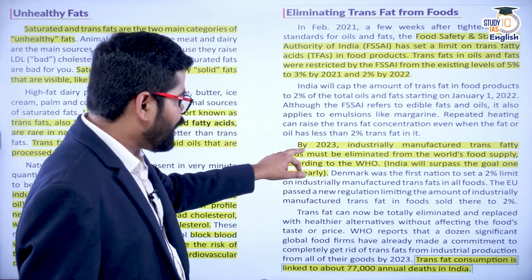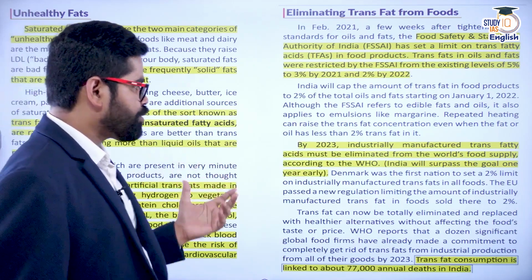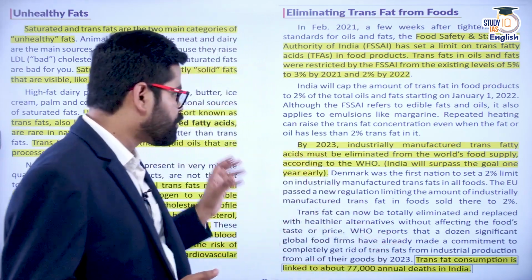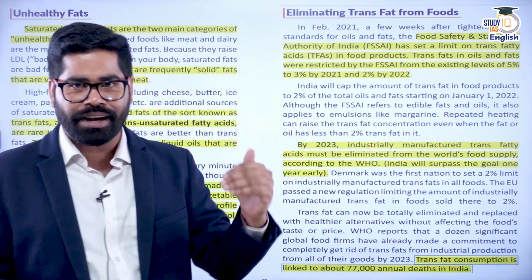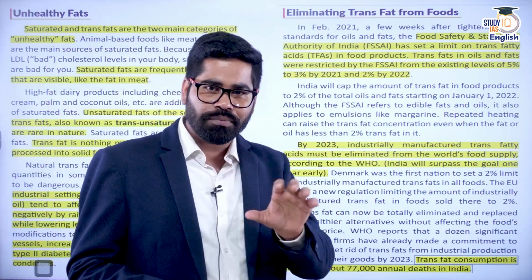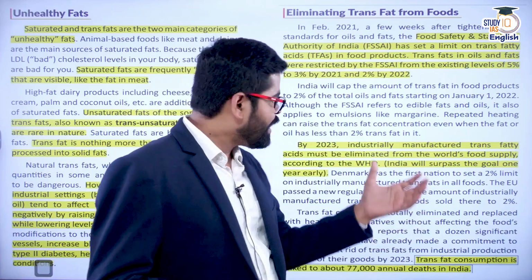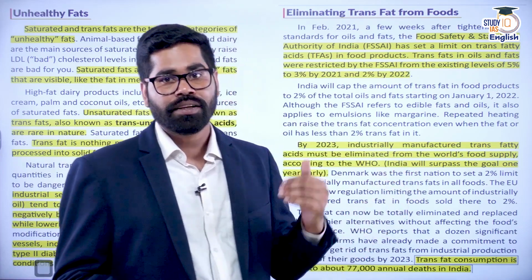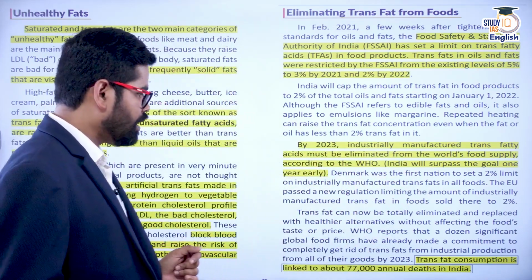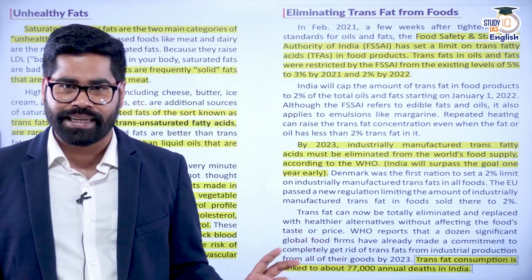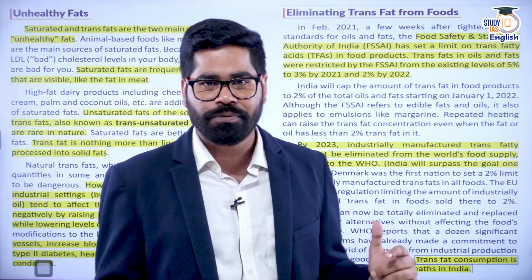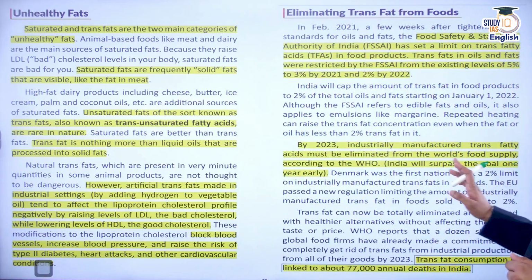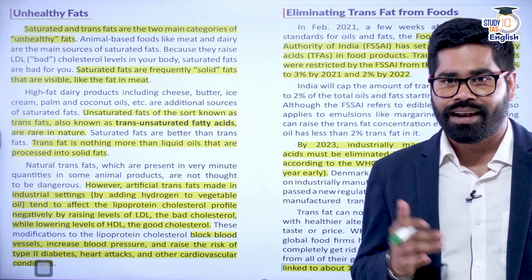At the same time, by 2023, WHO has this goal that the world food supply will eliminate or reduce the use of industrially manufactured trans fatty acids. So WHO has this goal of eliminating it, and India would be doing it a year before. India has made this target of achieving it by 2022 itself. Now, trans fat consumption is responsible for around 77,000 deaths in India annually. So this is another important aspect of it. It is killing a large number of people.